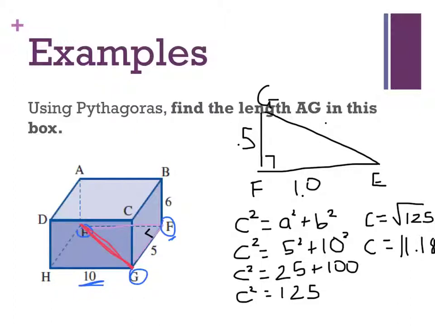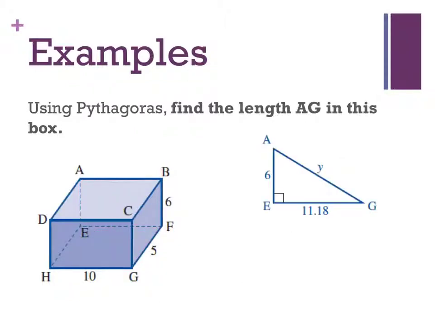So now I have 2 sides. I have E to G, and I also have B to F. So I'm able to use this new measurement now in order to work out A to G, which is what the question wants me to do. So I've popped in 11.18 and I've popped in 6. We've been asked to find A to G. If this is my right angle here, that's going to be my hypotenuse.